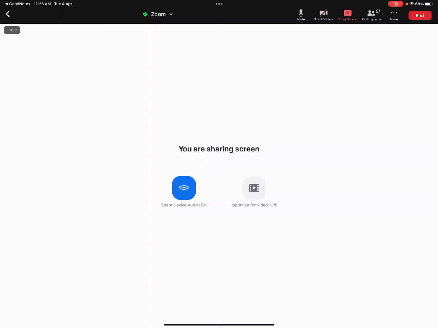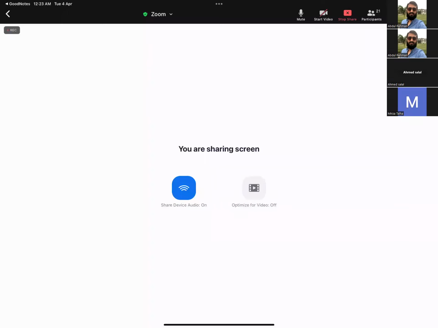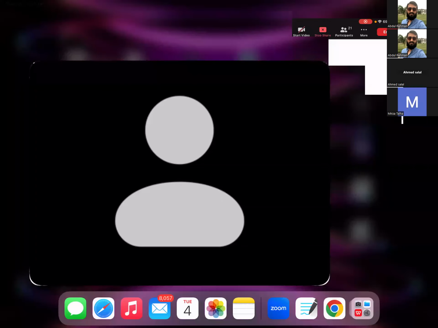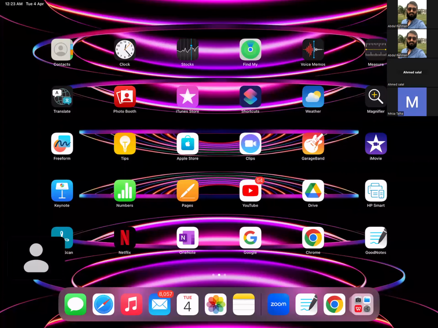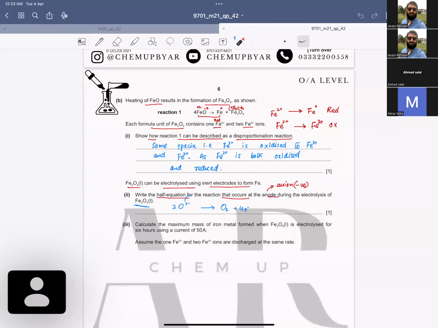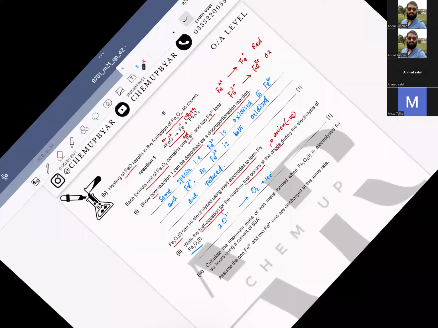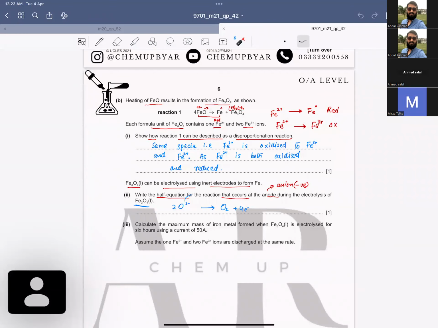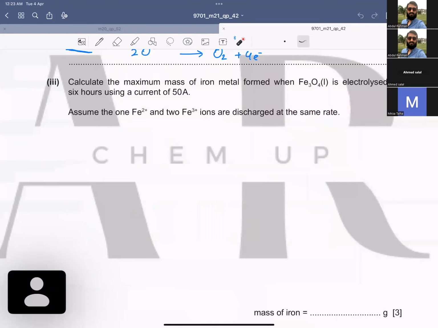Okay, in the previous class, we started the February-March paper. So we are going to continue that one. We ended at part 2. Now, let's have a look at part 3. Calculate the maximum mass of iron metal formed when Fe3O4 is electrolyzed for 6 hours.